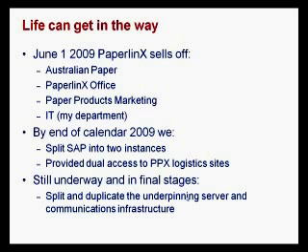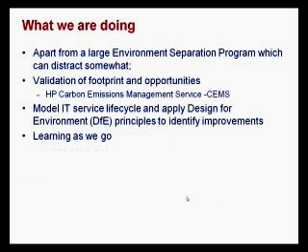And by the end of that calendar year, 2009, we had to split SAP into 2 instances, provide dual access to the Paperlinks logistics site, which continues to provide service to AP in terms of third-party logistics, and we're still underway in the final stages of a significant environmental separation program. So despite this, what are we doing?